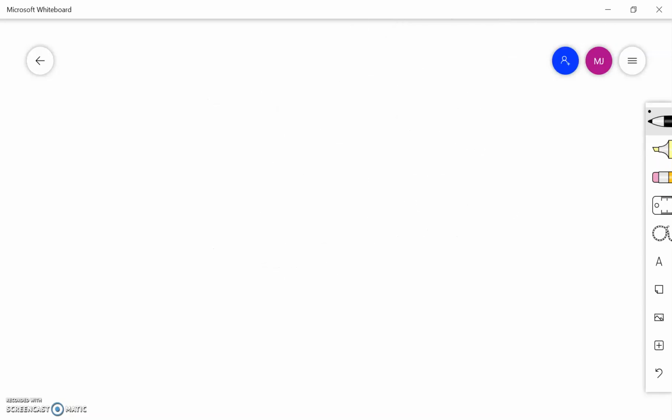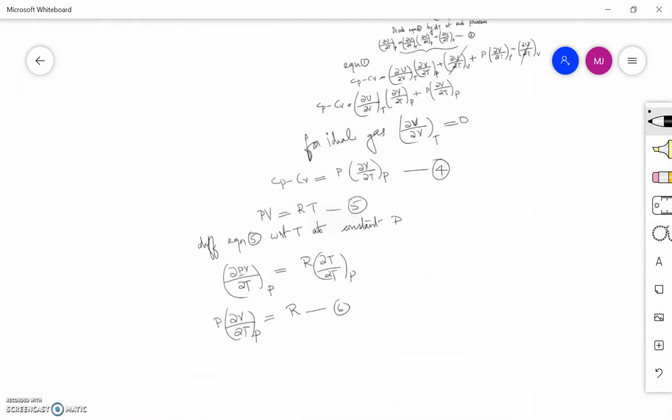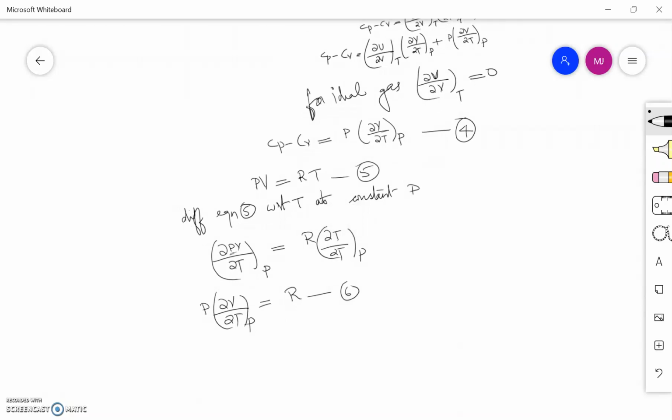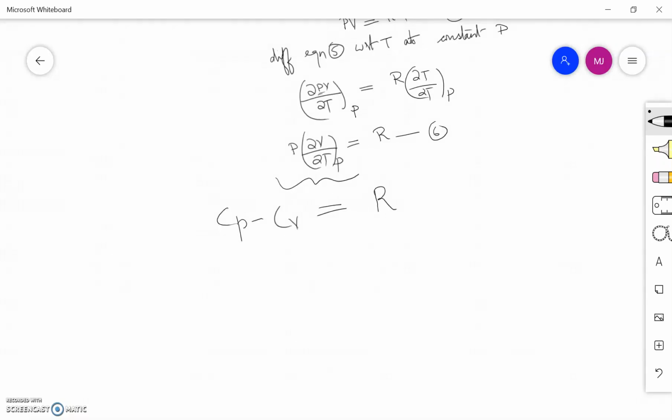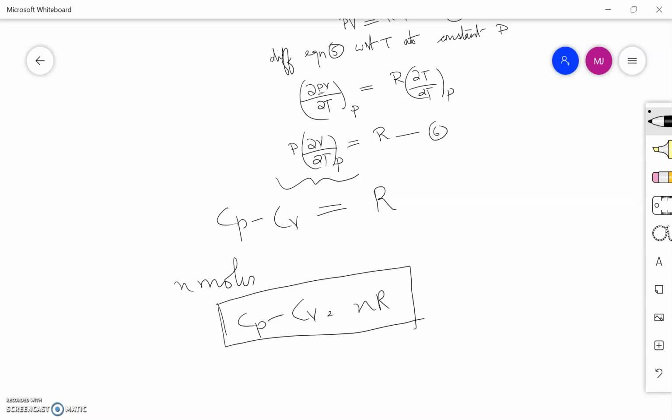When you compare, we can see that in expression 4, this term is equal to R. So when you compare equation 4 and 6, we can write Cp minus Cv equal to R. This is for 1 mole of an ideal gas. If we take n moles, the expression will be Cp minus Cv equal to nR. This is the relationship between Cp and Cv.